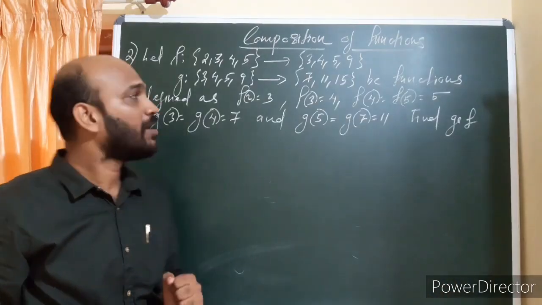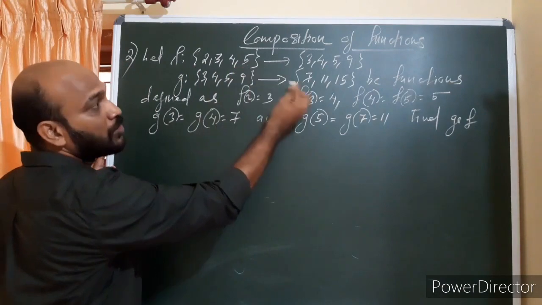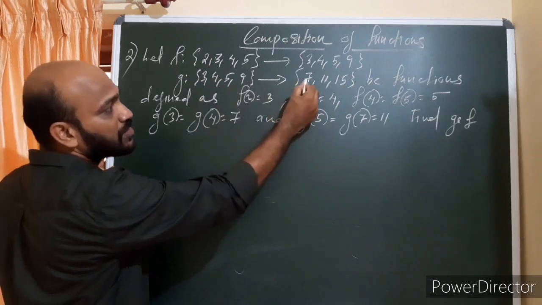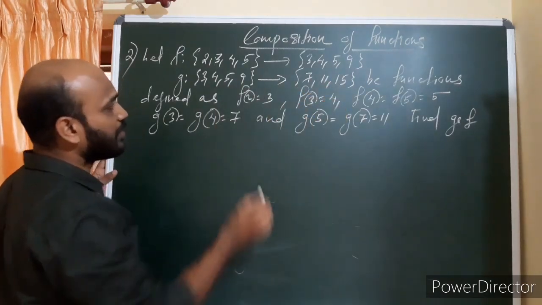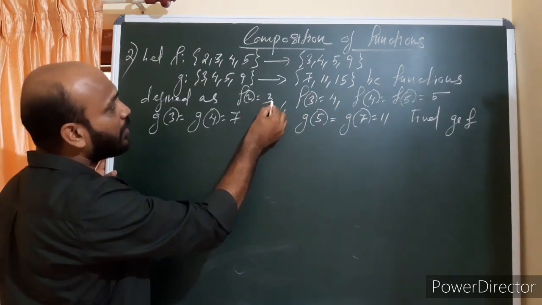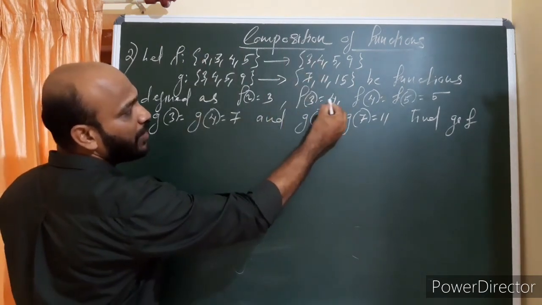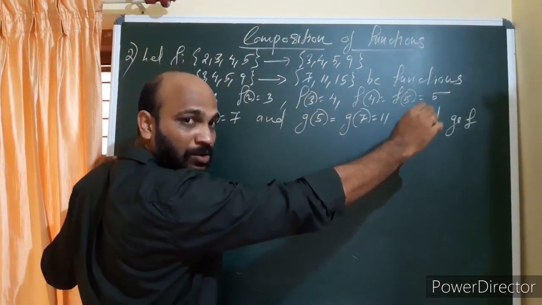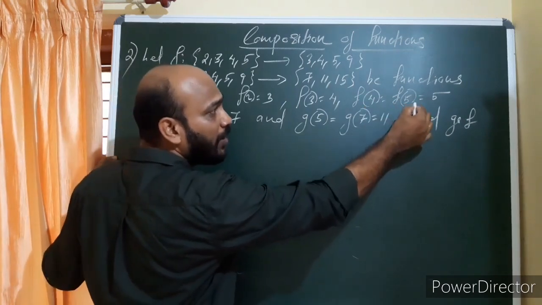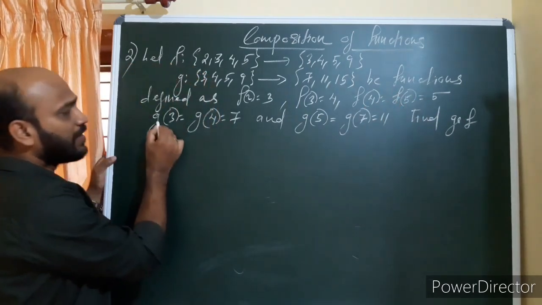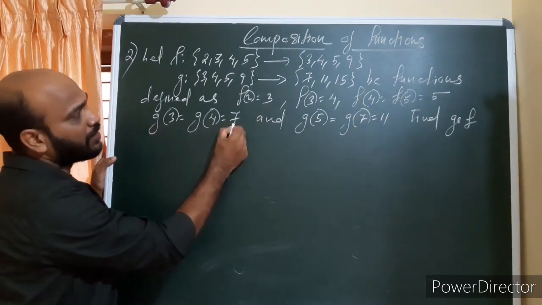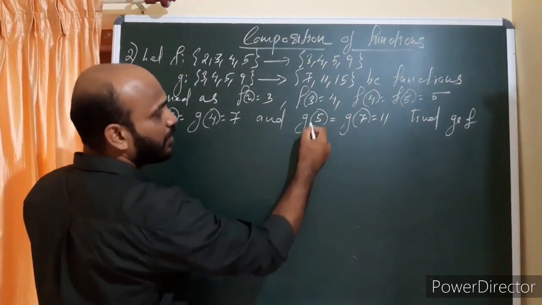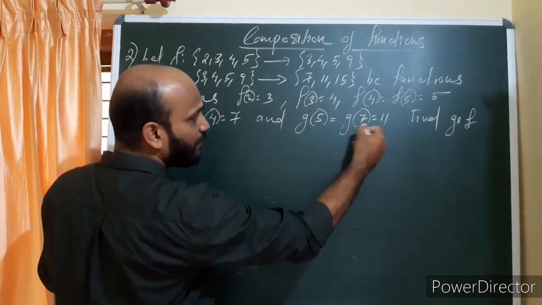Now consider second question. Let f from a set 2, 3, 4, 5 to another set 3, 4, 5, 9, and g from 3, 4, 5, 9 to 7, 11, 15 be functions defined as f of 2 is 3, that means 2 is related to 3, f of 3 is 4, 3 related to 4, f of 4 equal to f of 5 equal to 5. That means image of 4 and 5 are same, that is equal to 5, and g of 3 equal to g of 4 equal to 7. Image of 3 and 4 is equal to 7.